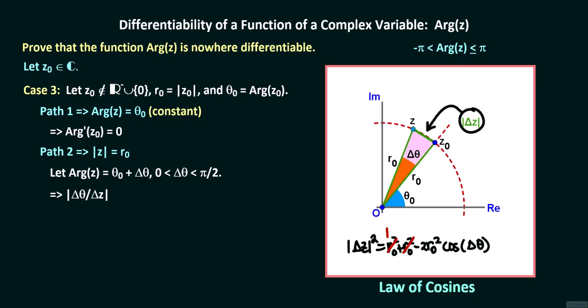That angle happens to be delta theta. We factor out r sub 0 squared. Then 2, so that the absolute value of delta z equals r sub 0 times the square root of 2 times the square root of 1 minus cosine of delta theta. Therefore, the absolute value of delta theta over delta z equals this quantity.